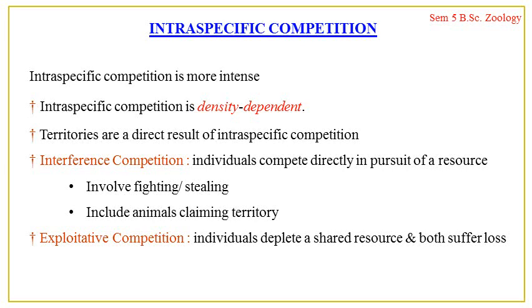Okay, unlike the direct interference competition, here the individuals involved don't come in direct contact. Instead, they deplete a resource which is shared by other individuals. So what happens is, the other individuals suffer a loss as a result of the competition. Okay. And for example, one specific example we can cite is plants. So you can see that the plants compete for light.